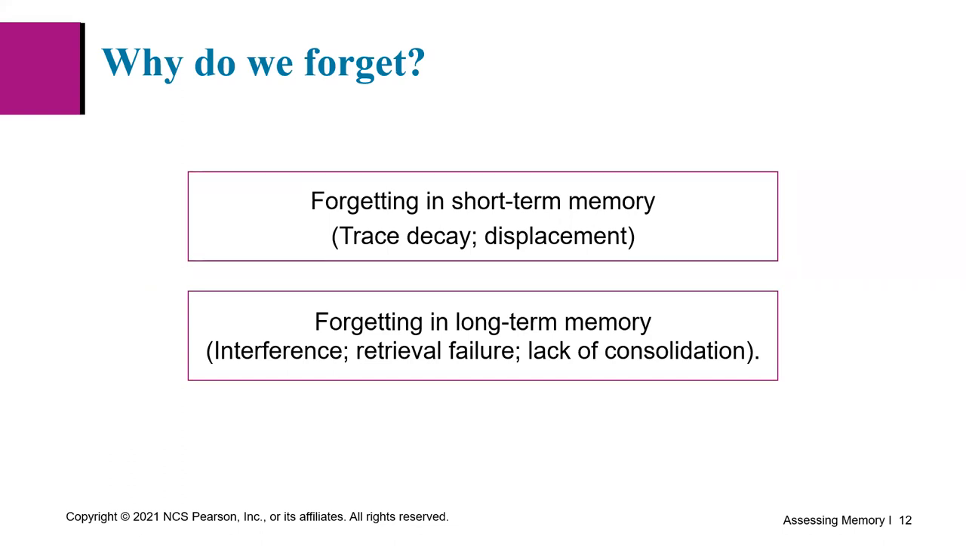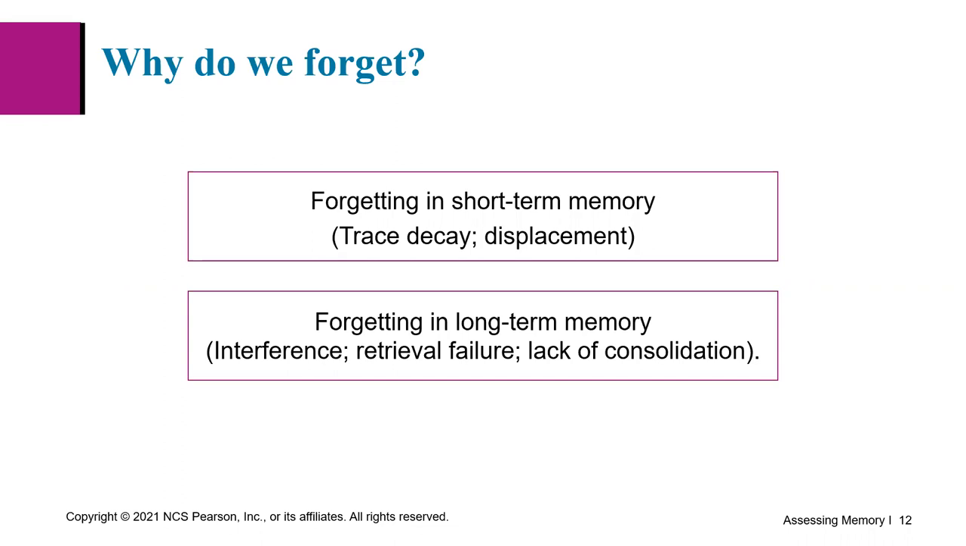Either way, we've had a failure of encoding. Information did not get properly encoded, so it can't be consolidated or stored. In the second type of forgetting, the memory has been stored in the memory system, but for some reason can't be retrieved. This is forgetting in long-term memory, and it can be the result of a number of factors.